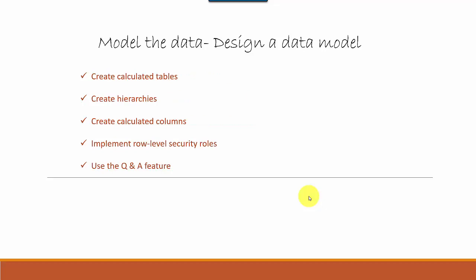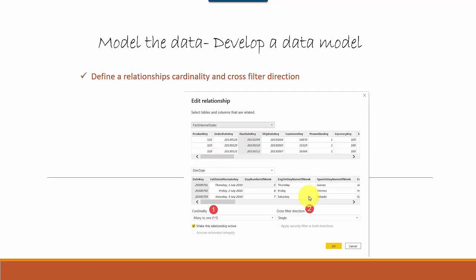We'll discuss that. We'll learn to create calculated tables. We'll learn to create hierarchies so we can drill up and drill down those hierarchies and see how the numbers operate. You can create calculated columns. You will learn how to implement row-level security roles. And then we'll also talk about the Q&A feature, so you can type questions in the English language and get the results. You will learn how to define the relationships between tables, so it could be one-to-many or many-to-many, and also the direction, so you can have bidirectional filtering enabled or unidirectional.